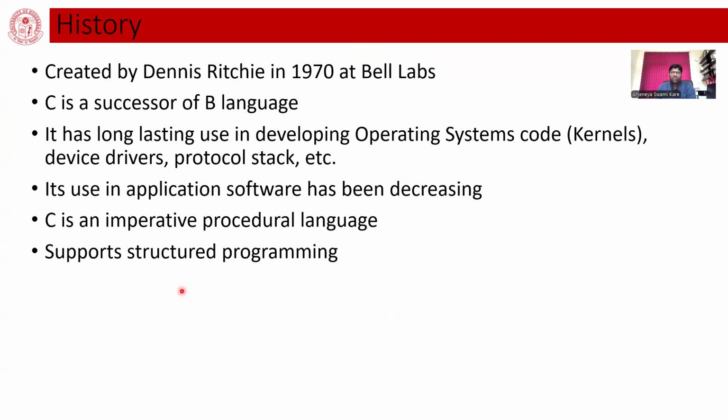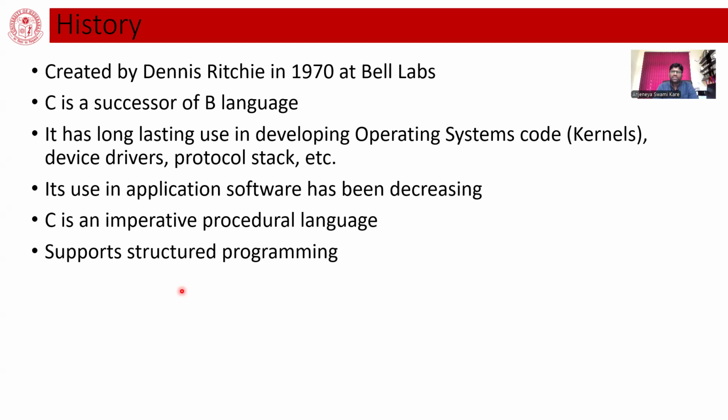The C programming language was created by Dennis Ritchie in 1970 at Bell Labs. It is basically the successor of the B programming language. C has long-lasting use in developing operating system kernels, device drivers, network protocol stacks, etc. Because of its faster execution times, it's a preferable choice for developing operating systems and network protocols.